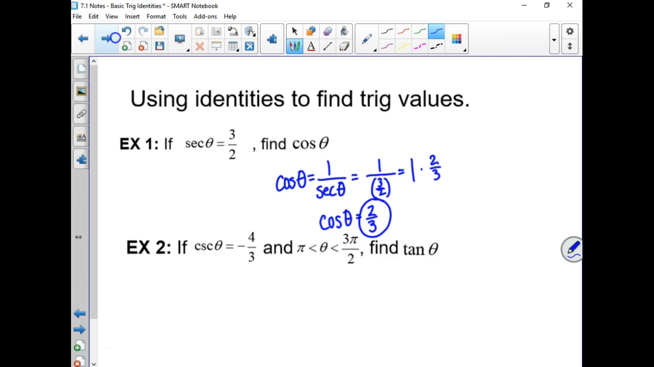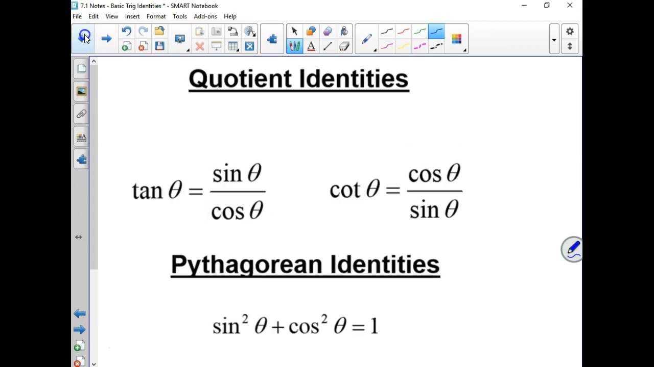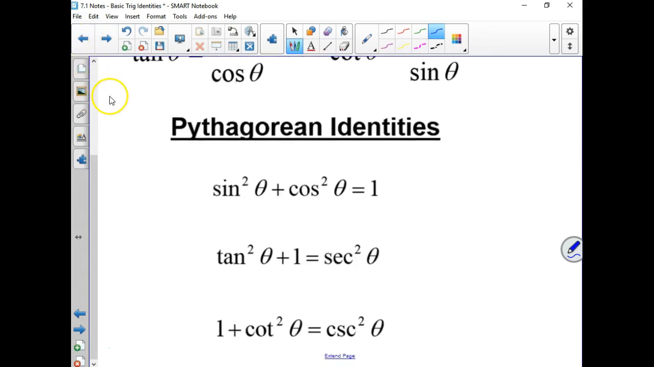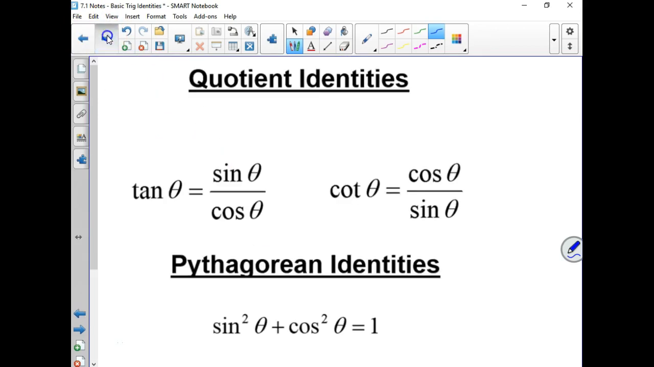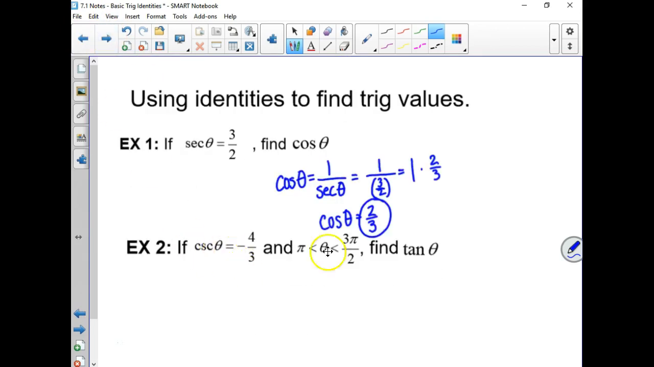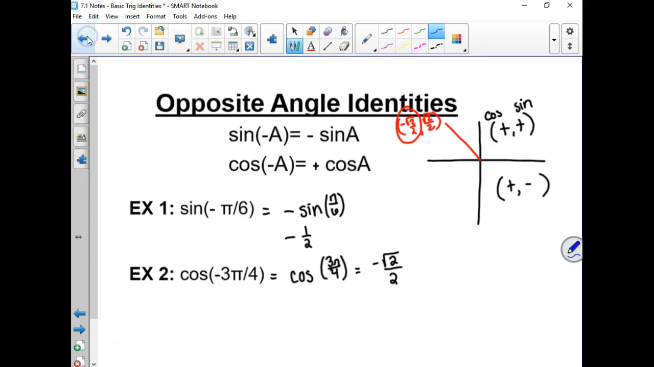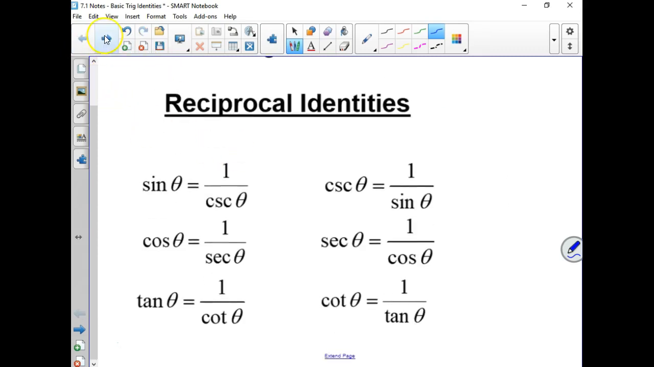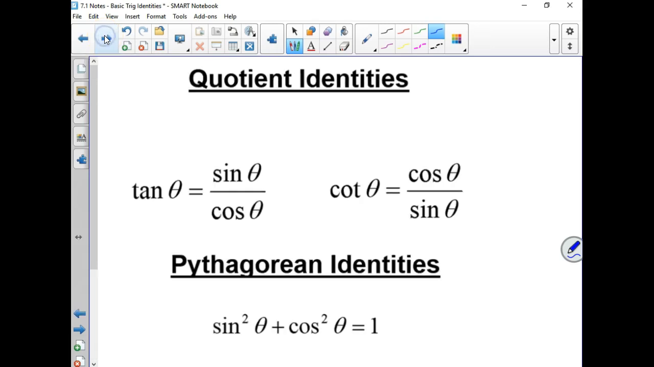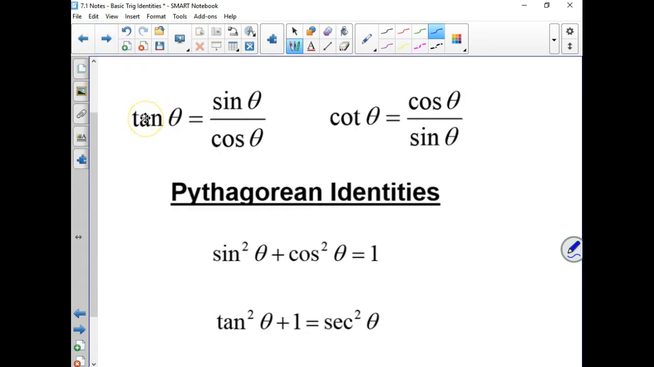Example 2 is a little bit tougher because if we look back through all of our trig identities, I do not see any trig identities that involve both secant and, let's see which one's what we're looking for, cosecant and tangent. I do not see any identities that involve both of those trig functions. So what I'm going to have to do is get a little bit creative here.